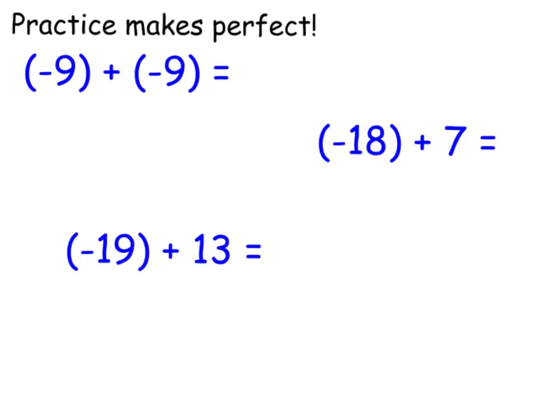And my last couple, last bit of practice, minus 9 and minus 9 is just minus 18. Minus 19 add 13 is negative 6. And minus 18 add 7, we're still in the negatives. And the difference here is 9.